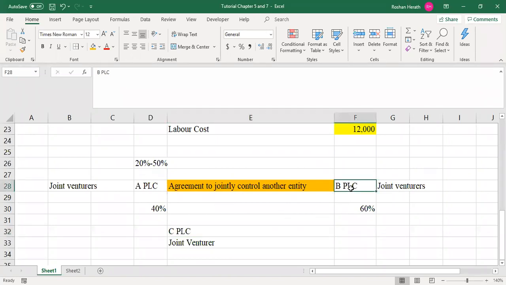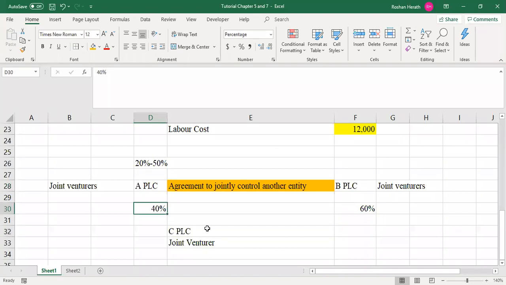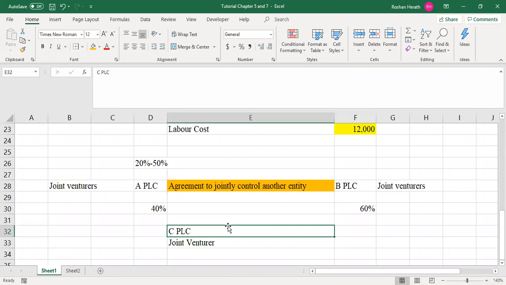So here, BPLC has a 60% ownership of CPLC, and APLC has 40%. So we might think that BPLC has more power and more ownership. No. When it comes to the profit, they may take 60%, they may take 40%. It's a different story. When sharing the profit, A takes 40 and B takes 60.